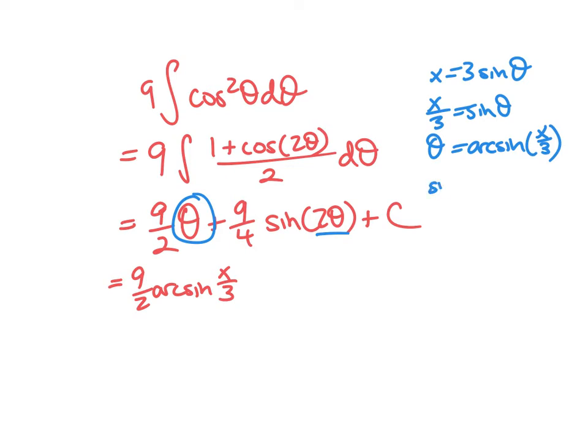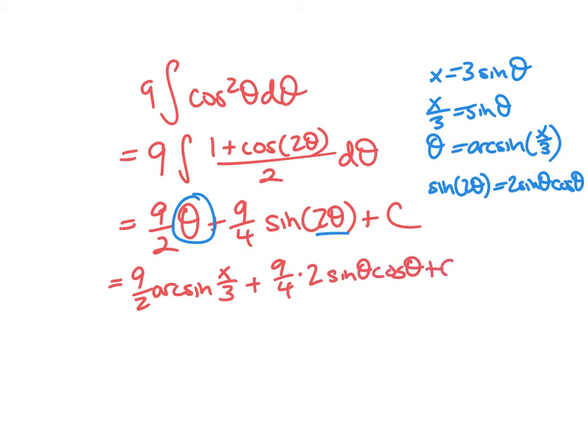So let's also recall that sine of 2 theta is 2 sine theta cosine theta, from our half angle formula. And so using that here, we have 9/4 times 2 sine theta cosine theta plus c. Okay, so again, what did our triangle look like? This was square root of 9 minus x squared, x and 3. Why does this matter? Because we still need cosine. We know what sine is. Sine is x over 3, but cosine we need to be able to solve for as well.